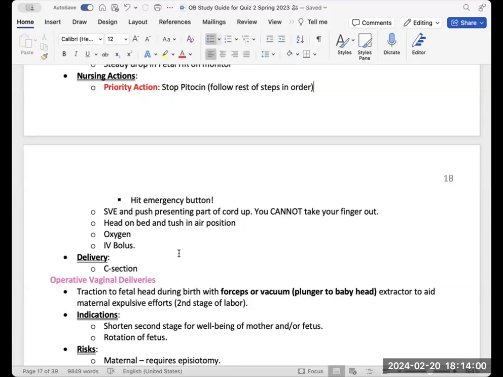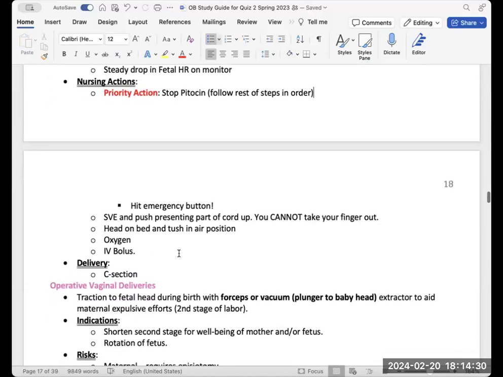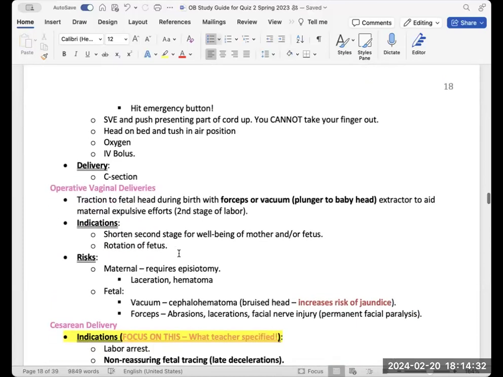And the mother needs to be put in a position where her head is on the bed and her butt is in the air. And then we give oxygen and an IV bolus, okay? But even when you turn them and put them in this position, you cannot move the finger. So you're going to stop Pitocin. You're going to do a sterile vaginal exam. You're going to push that presenting part of the cord up, but you can't take your fingers out even when you're moving them, okay? Until we can get them to the delivery of a C-section, but the fingers have to stay there, okay?